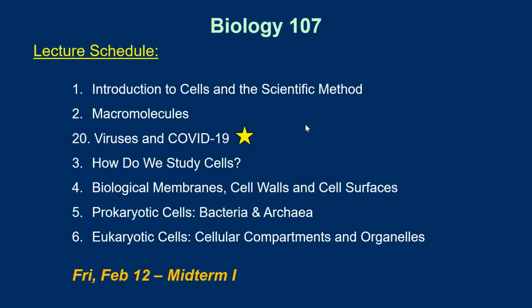So what does our lecture schedule look like? We have 20 topics. All of these topics are basically 1 or 2 lectures worth of material. So you can see we're going to start off with a lot of cell stuff. We're going to talk about introduction to cells, the scientific method, a little bit of a chemistry review, and a lot of cell parts and things like that, prokaryotic and eukaryotic cells.